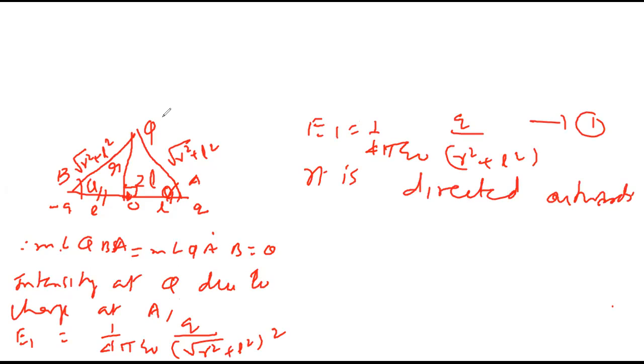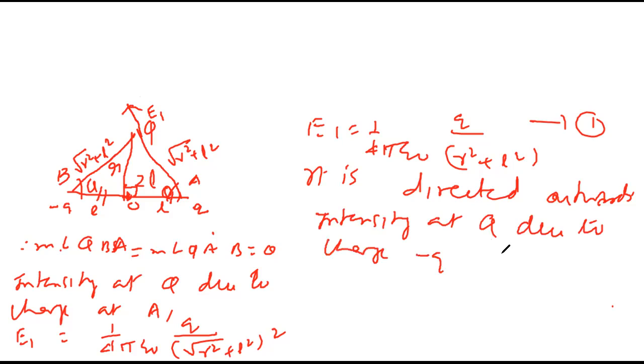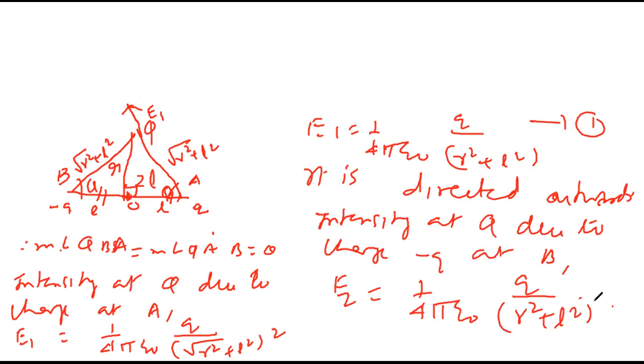So intensity for one charge is E1 directed outward. Intensity at Q due to charge minus Q at B, E2 is 1 upon 4 pi epsilon naught, Q upon R square plus L square, equation 2. It is directed inwards. So E2 is directed inwards like this. E2.